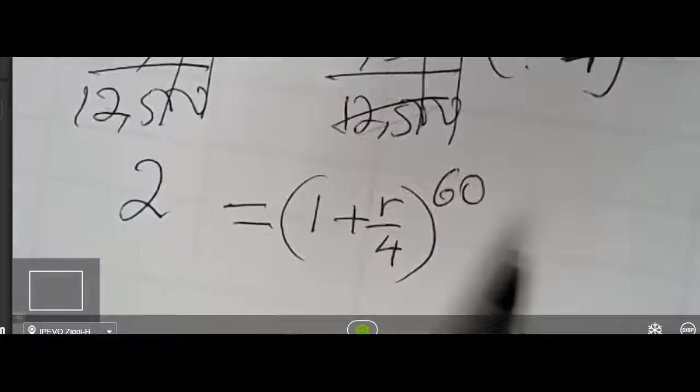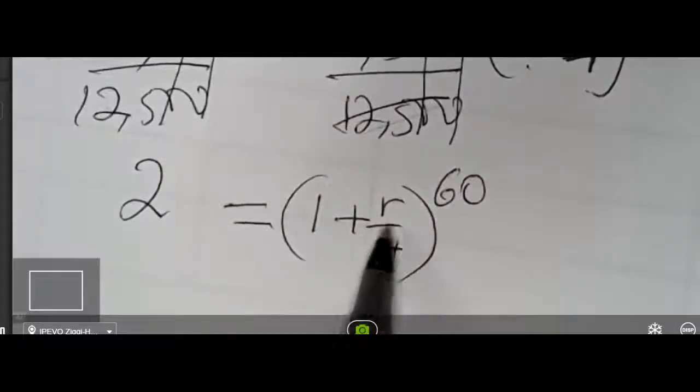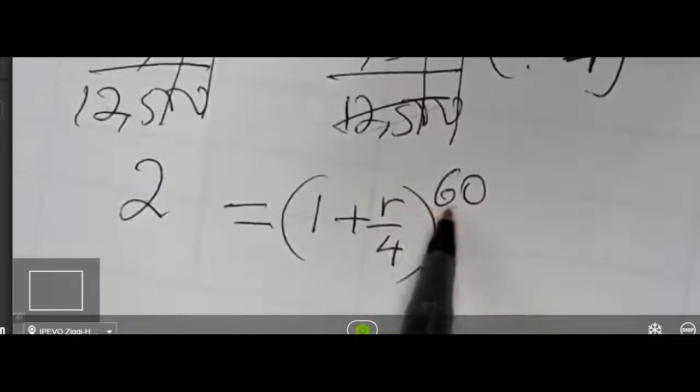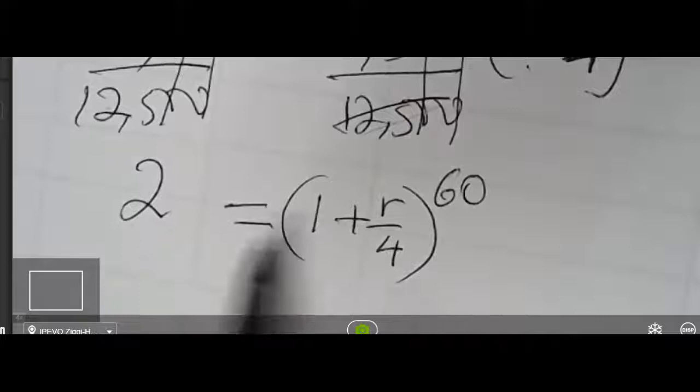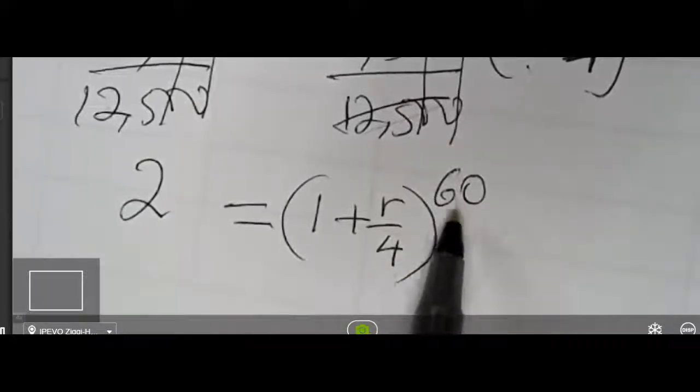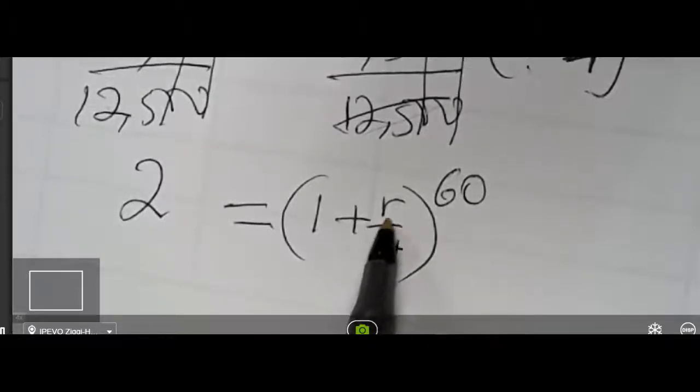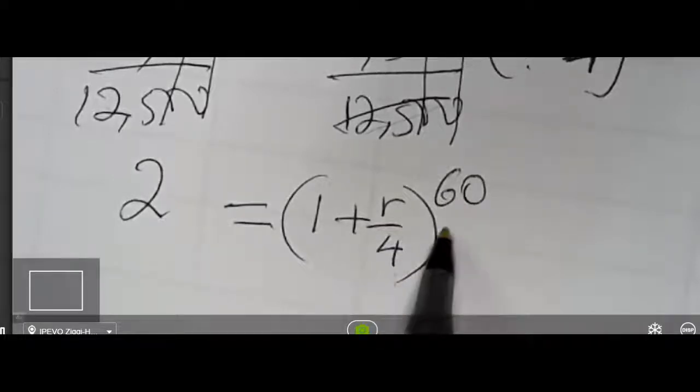Now, if our variable was in the exponent, then we would take the logarithm of both sides to bring it down. But since it is a number that is in the exponent, we simplify it differently. We wouldn't need to take the log, because our focus is on the r. But we need to get rid of it.